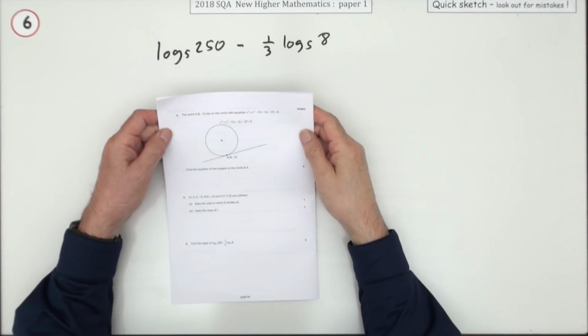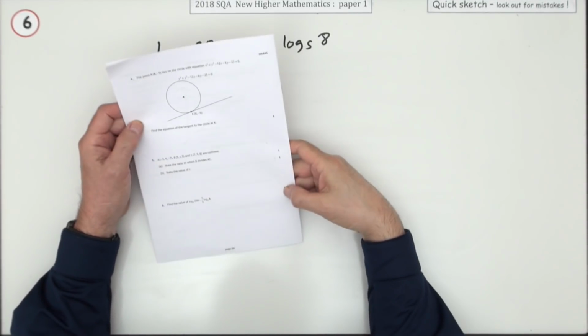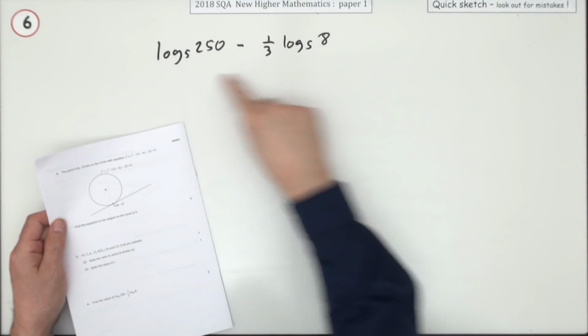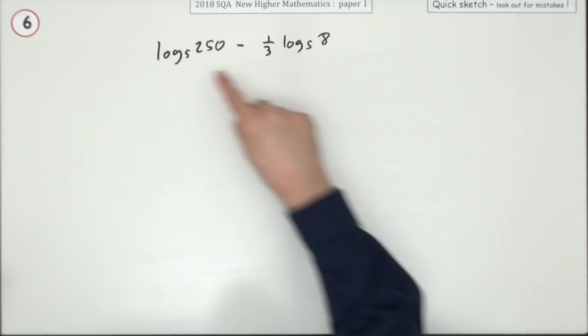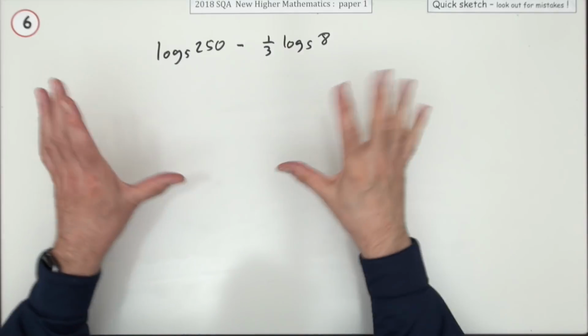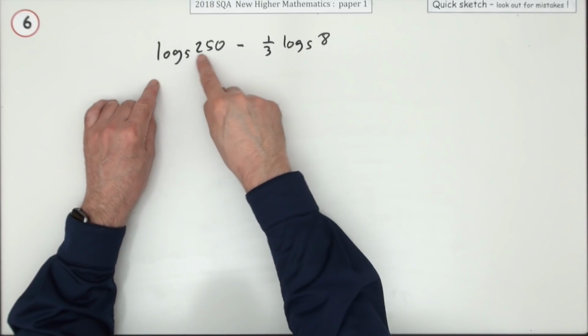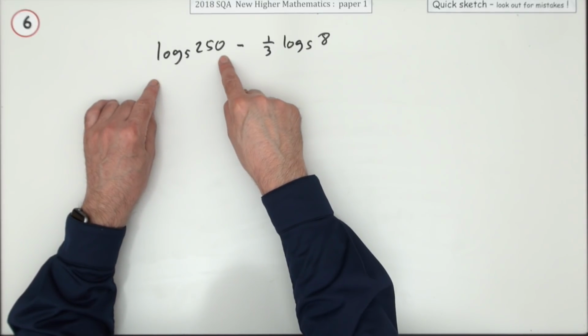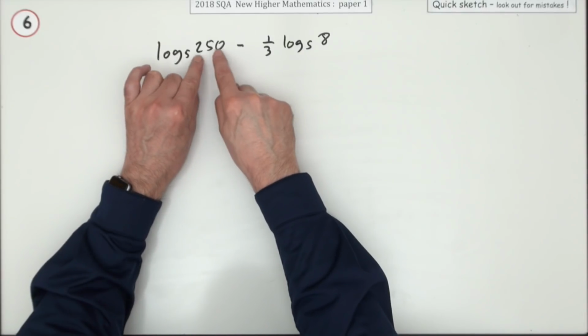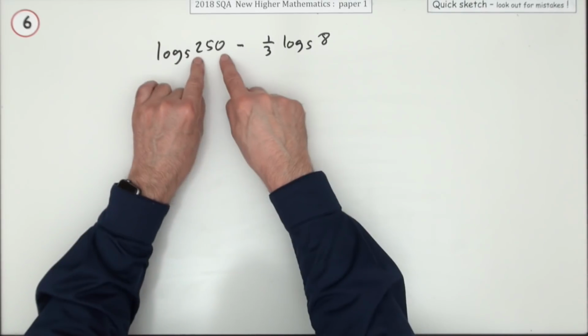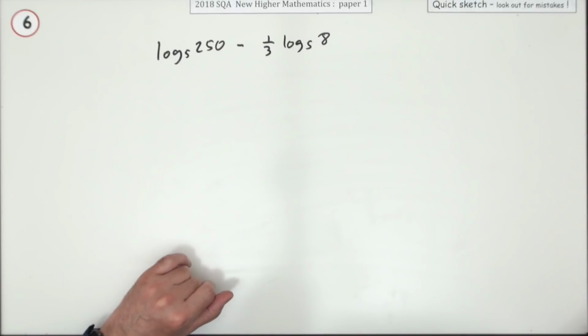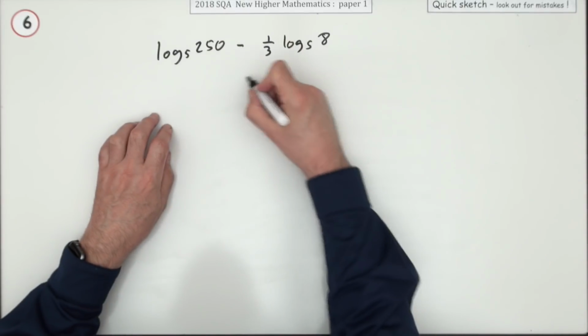Number 6 from paper 1 of 2018 New Higher Maths, 3 marks this time for evaluate this log expression. It's log base 5. Remembering, of course, log base 5 of something asks the question, what power of 5 is this thing? Well, just now those aren't any nice powers of 5 that you happen to know, so you just use the laws of logs.